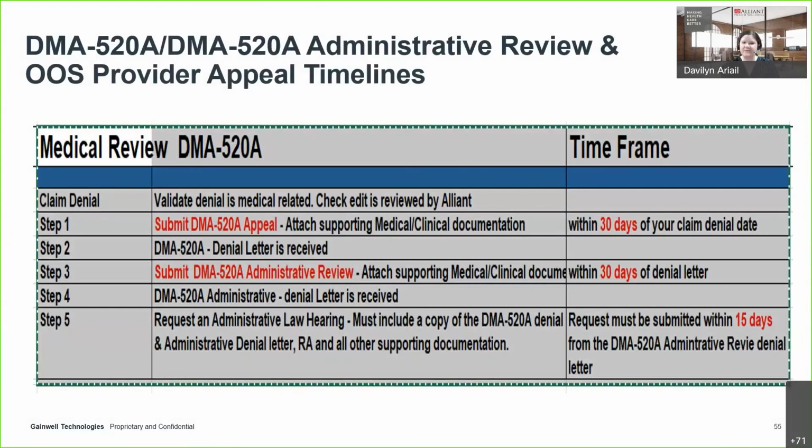All right, the DMA 520A appeal timeframes. From a denied claim, you have 30 days to request an appeal. From a denied appeal, you have 30 days to request an administrative review. And from a denied administrative review, you have 15 days to request an ALJ hearing.